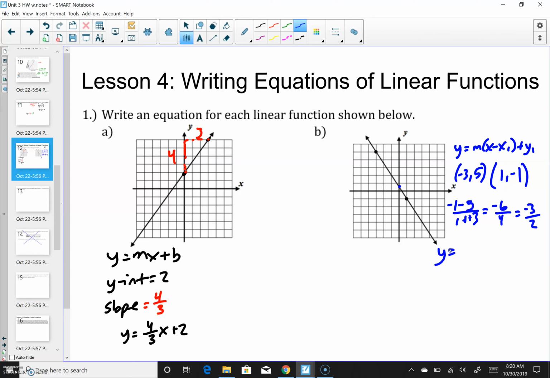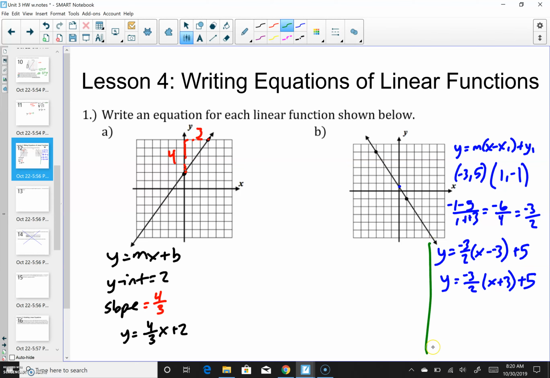So we get y equals -3 over 2, open parentheses, that first x always stays, minus -3, and then plus 5. So we can make that look a little bit cleaner by doing x plus 3 and then plus 5. So that's one way to do it.